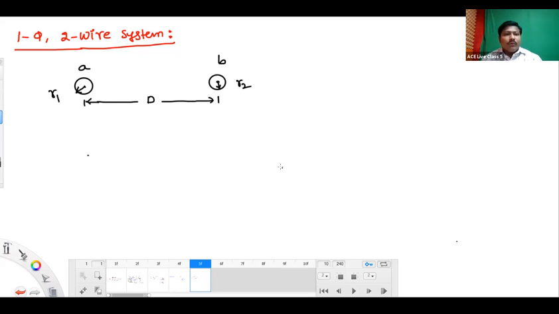Now, conductor A has an inductance of LA and conductor B has an inductance of LB. Could you please tell me how these two conductors are connected? Anybody please tell me?